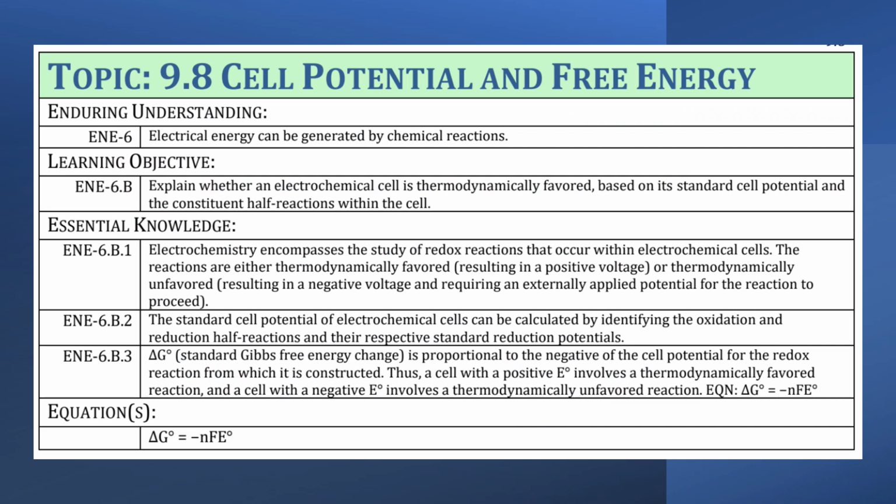Today's objective: explain whether an electrochemical cell is thermodynamically favored based on its standard cell potential and the constituent half reactions within the cell. So again, we're looking a little bit at electrochemistry. A couple of terms that we should know: cells, voltage, standard cell potential, oxidation, reduction. We're going to look at Gibbs free energy, and we also have an equation you're going to have to know how to use correctly, hopefully.